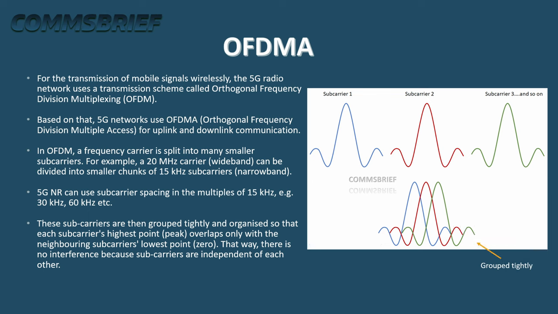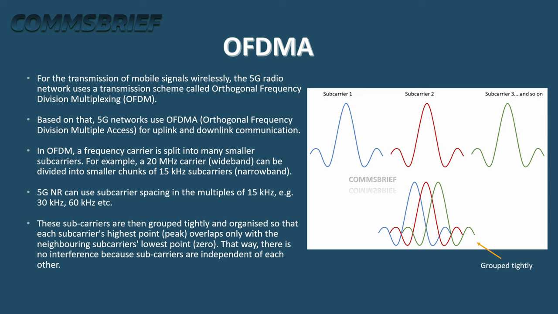For the transmission of mobile signals wirelessly, the 5G radio network uses a transmission scheme called orthogonal frequency division multiplexing, or OFDM. Based on that, 5G networks use OFDMA, orthogonal frequency division multiple access, for uplink and downlink communication. In OFDM, a frequency carrier is split into many smaller subcarriers. For example, a 20 MHz carrier, wideband, can be divided into smaller chunks of 15 kHz subcarriers, narrowband.